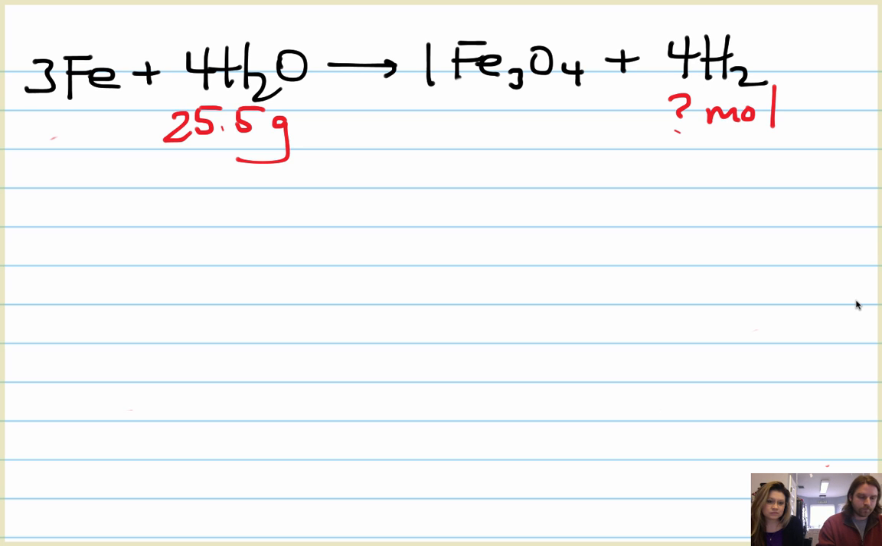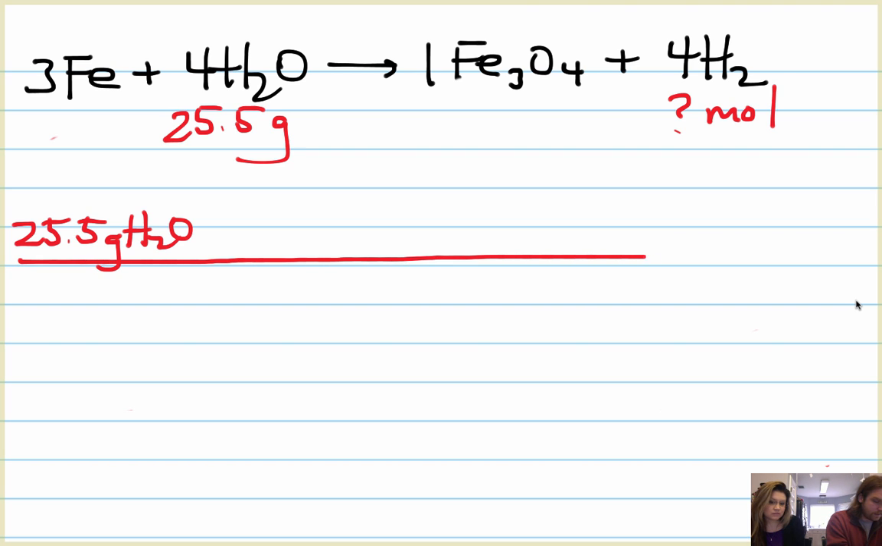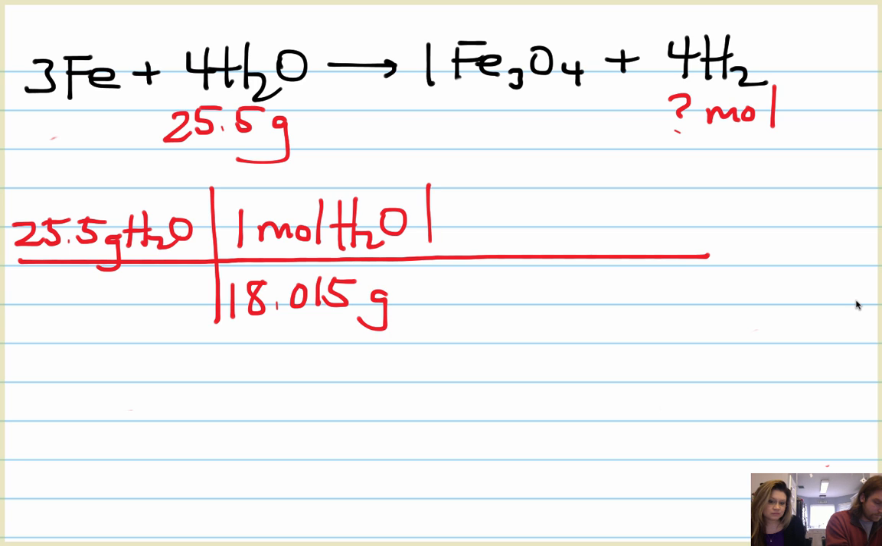So how many moles of that? If we look, iron and Fe3O4 aren't even involved here. So what I'm going to do is this 2-step problem all in one long train track this time, just to show you guys how to do that. So I start with 25.5 grams of water. I can't go directly to moles of H2 because there's no conversion for that. What I have to do first is go from grams of water to what? Moles of water. Right. So using molar mass again. In 1 mole of water, there is 18.015 grams.